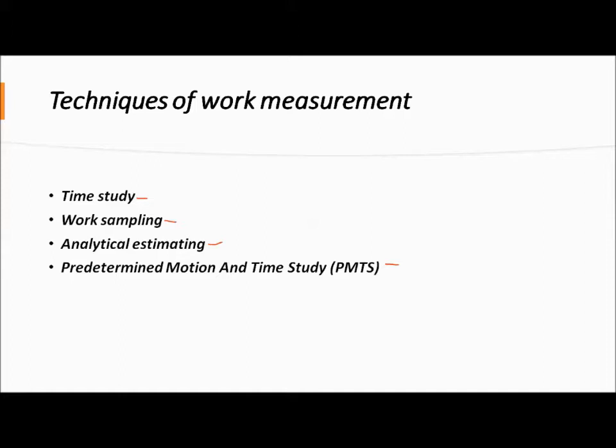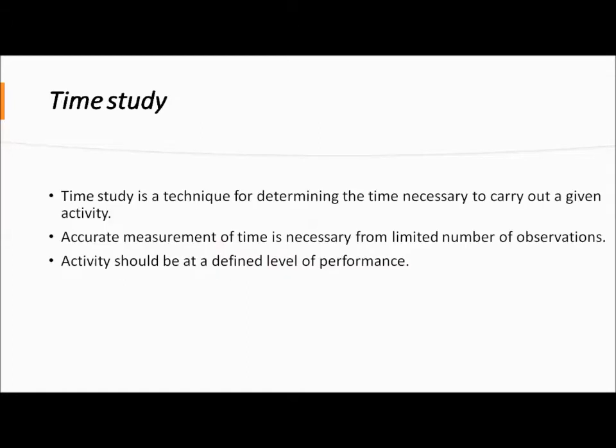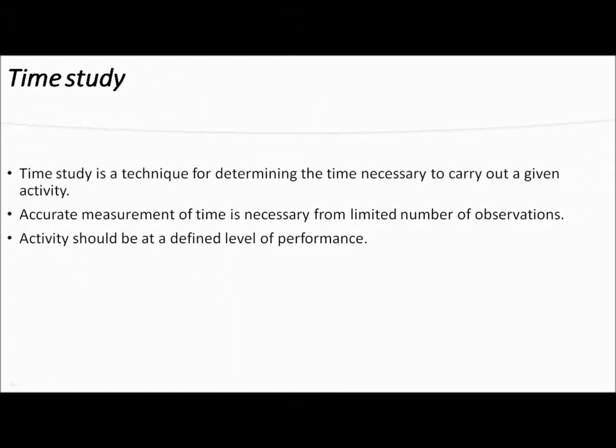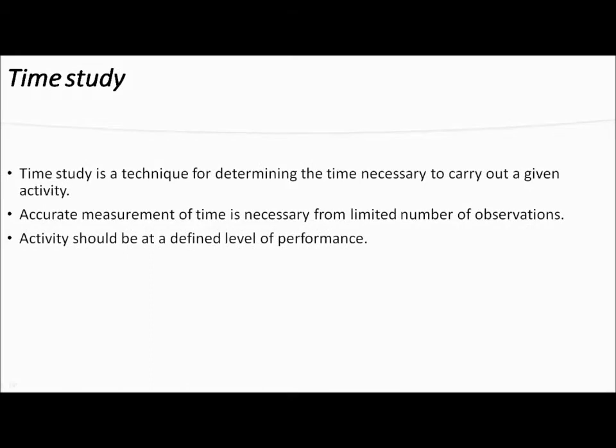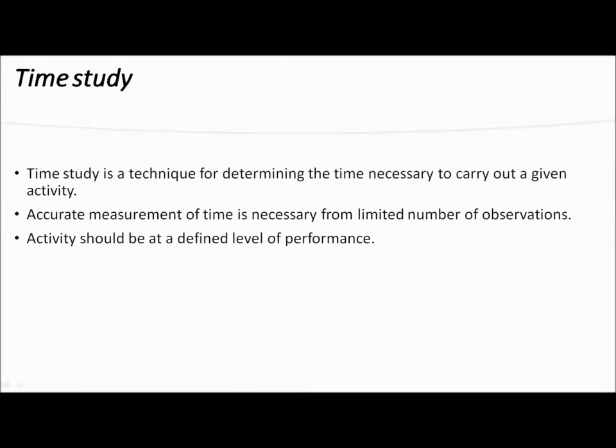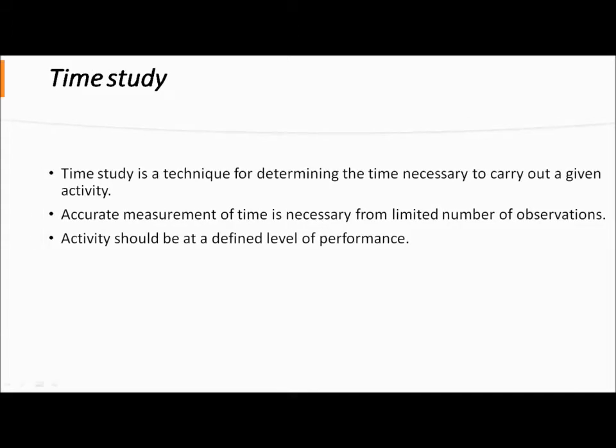So we go to the first method, that is called the time study method. As the name suggests, it is the study of the time necessary to carry out a given activity. Accurate measurement of time is necessary from a limited number of observations. The activity should be at a defined level of performance. So you study the time required for a particular activity which is at a defined level of performance.